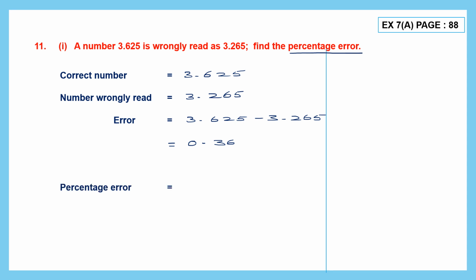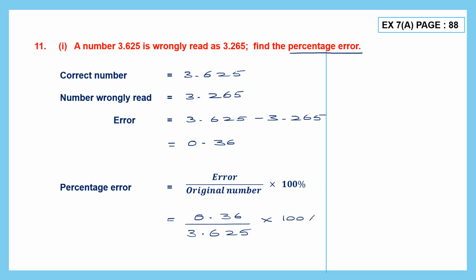So now that we have found the error, we've been asked to find the percentage error. So we are going to find the percentage error. Now there is a formula to find the percentage error, and this is the formula, that is error by the original number into 100%. So what is the error? The error is 0.36. What is the original number? That is the correct number, 3.625. Now we multiply this by 100%. So we have to work this out. So now let's just consider this portion here. Now this is division of decimals, and all of you know how we divide decimal numbers, especially when the divisor is a decimal number.